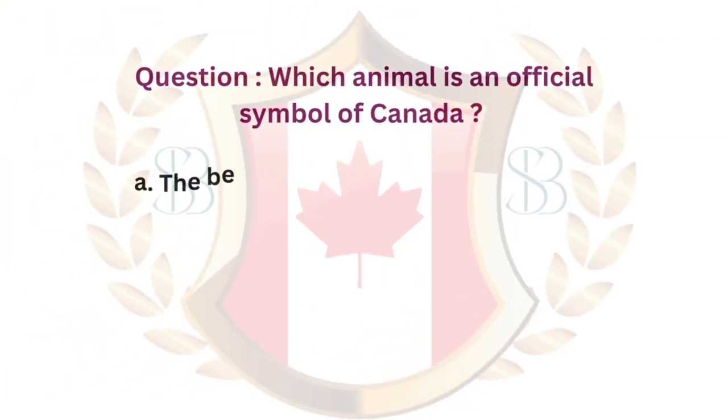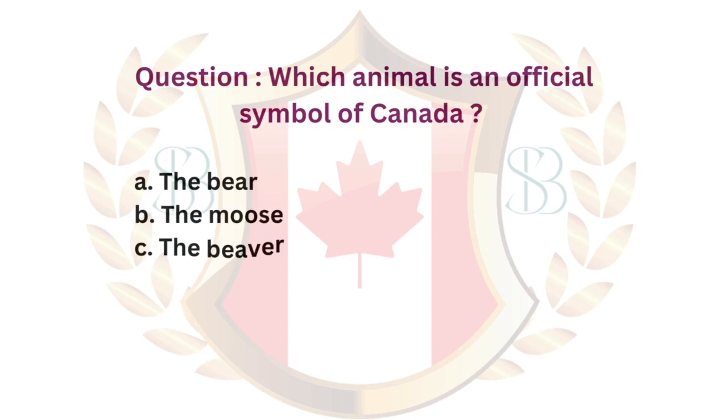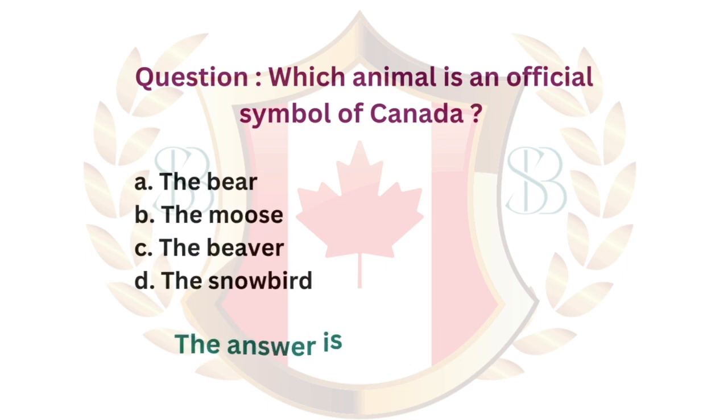Question. Which animal is an official symbol of Canada? A. The bear. B. The moose. C. The beaver. D. The snowbird. The answer is C. The beaver.